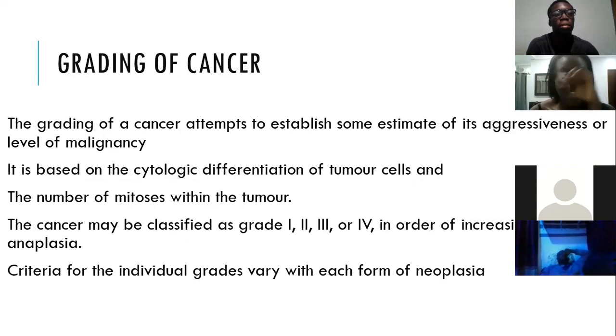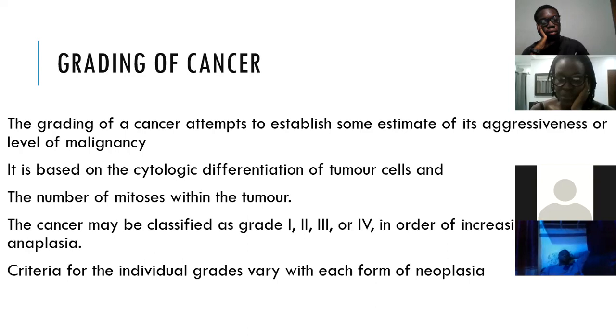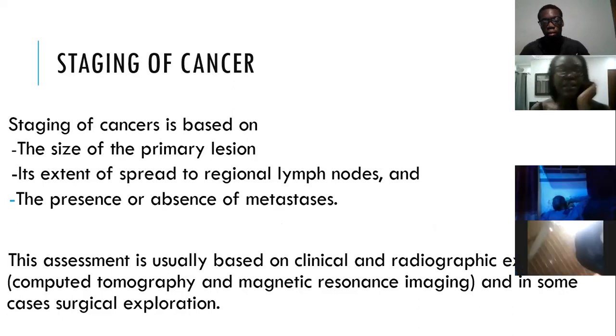So we'll look at clinically how we grade cancers. The grading of cancer helps us to see the level of malignancy, and they are graded from 1 to 4 or 5. And this is graded by microscopy. So it means that before you can grade the cancer, you need to do a biopsy or take a sample of it, look at it under the microscope, and then grade the cancer.